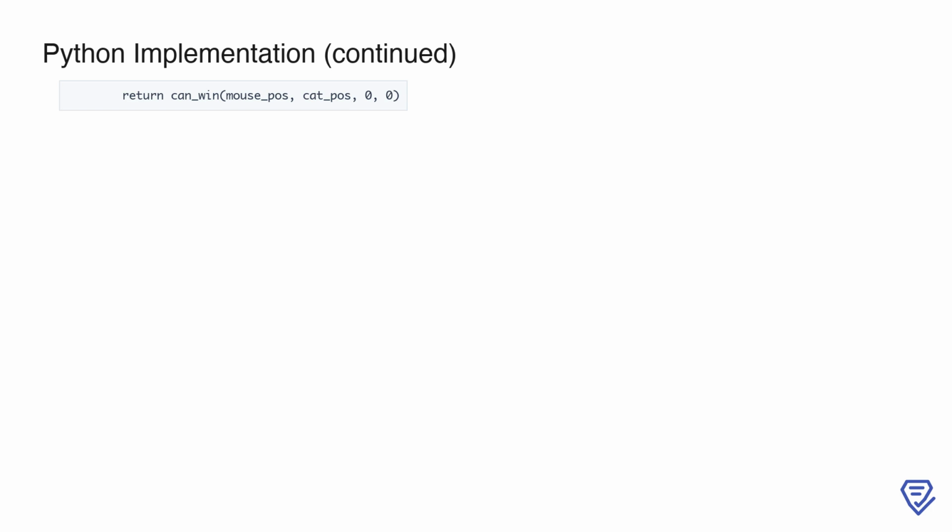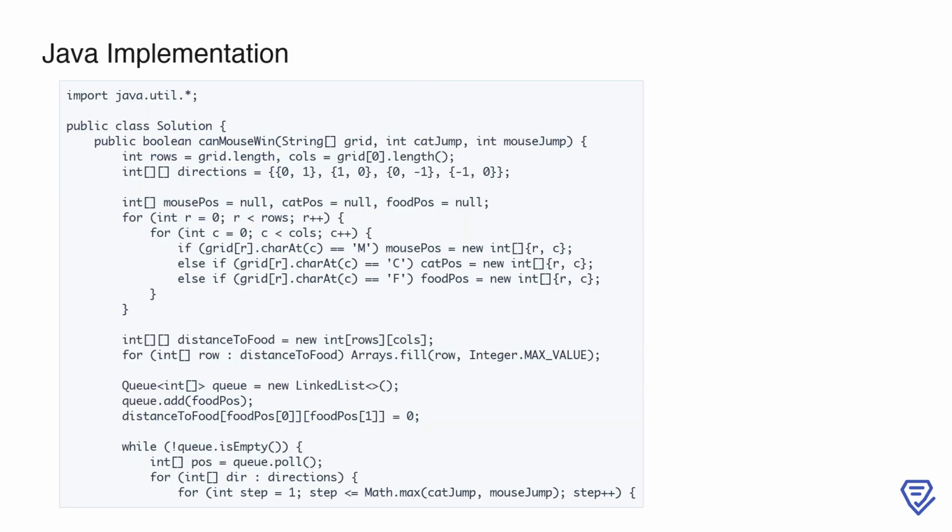complexity of the problem. To implement the solution in Java, we start by defining the solution class and the method can_mouse_win. This method takes the game grid, the cat's jump distance, and the mouse's jump distance as input parameters. We first calculate the number of rows and columns in the grid, and define the possible movement directions for the cat and mouse. Next, we locate the initial positions of the mouse, cat, and food within the grid.